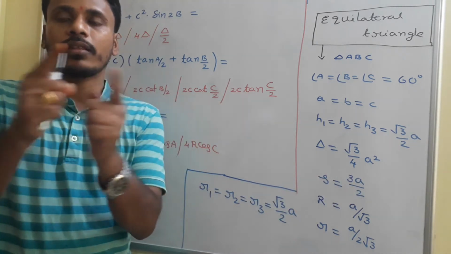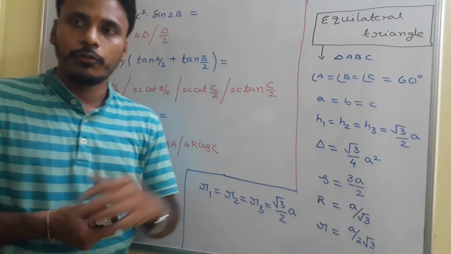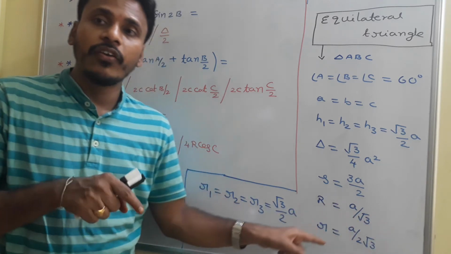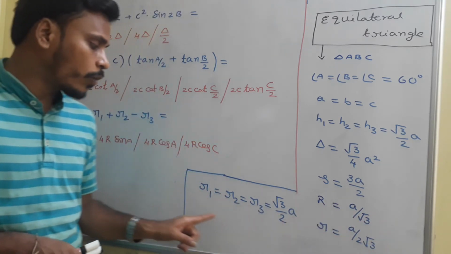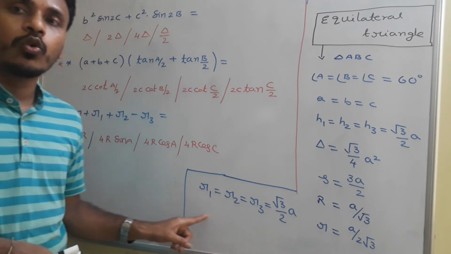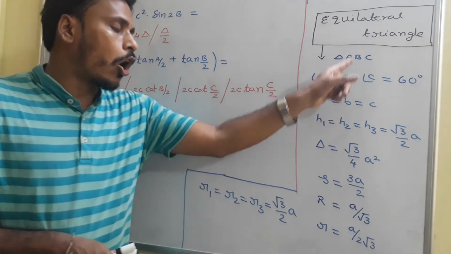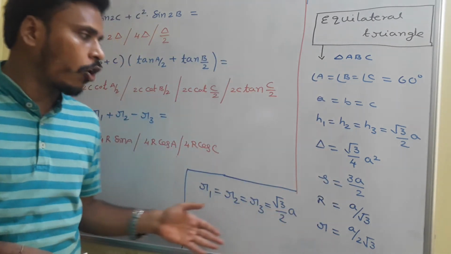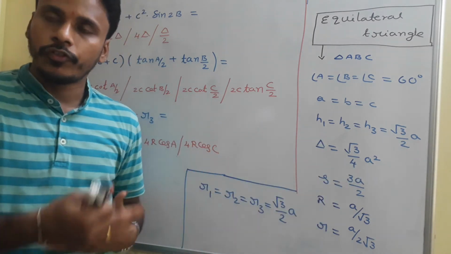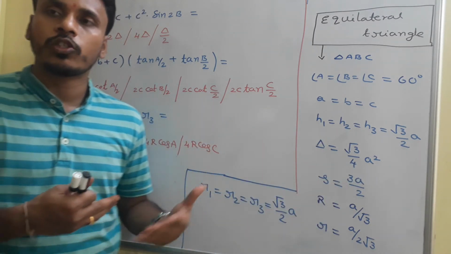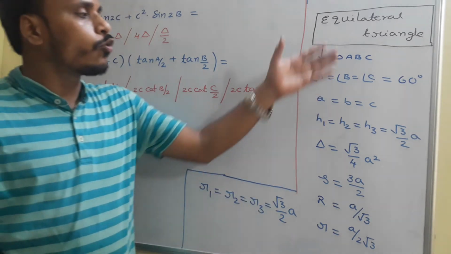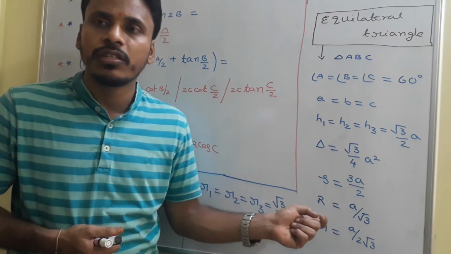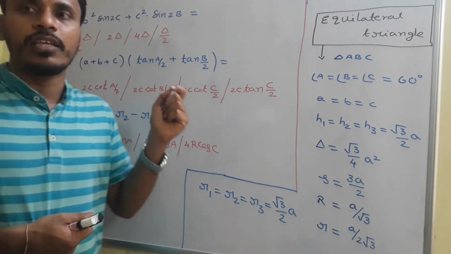Semi-perimeter means the sum of all three sides divided by 2, so 3a by 2. Circumradius of the equilateral triangle, capital R, is a by root 3. Inradius is a by 2 root 3, as well as the exradii r1, r2, r3 are root 3 by 2 a. All these things are correct for an equilateral triangle. We can find all these formulae from the concepts of geometry, as well as by using different formulas of properties of triangles. If you are perfect at these formulas, you can use them to solve the objective problems in an easy way.